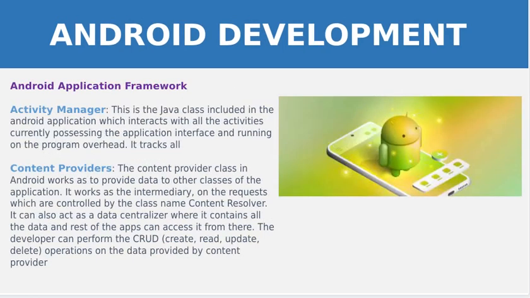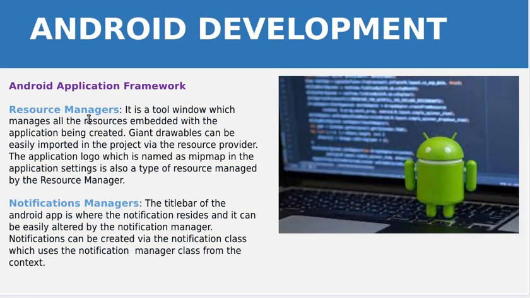The application framework of Android: the first one is the activity manager. This is the Java class included in the Android application, which interacts with all the activities currently processing the application interface and running on the program. It tracks all. Then the content provider. The content provider class in Android works to provide data to other classes of the application. It works as an intermediary on the requests, which are controlled by the class named ContentResolver. It can also act as a data centralizer, where it contains all the data and the rest of the apps can access it from there.